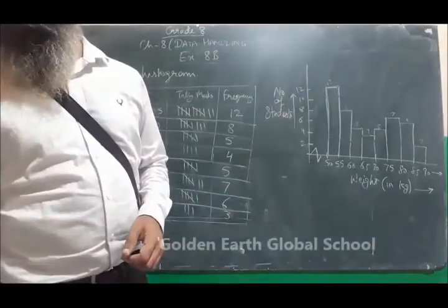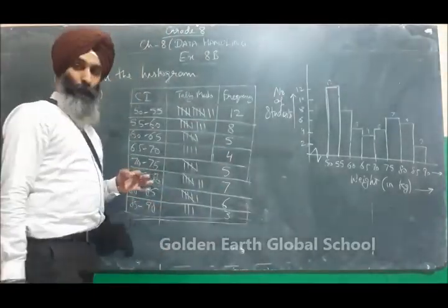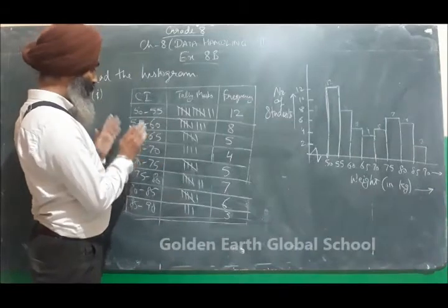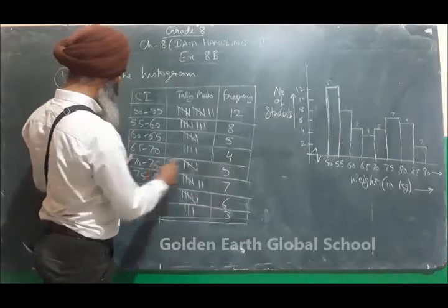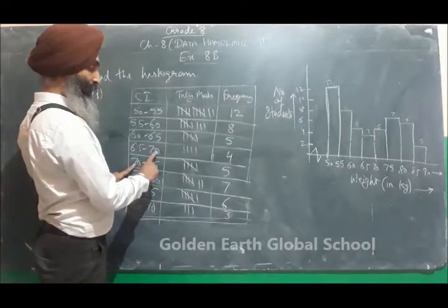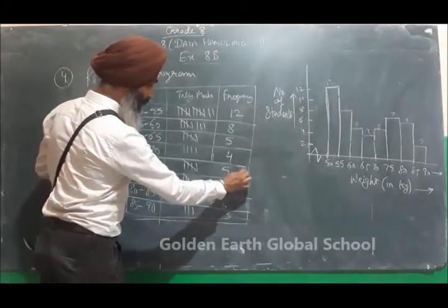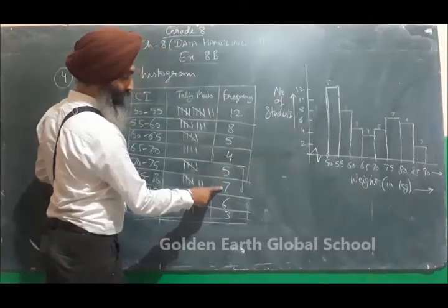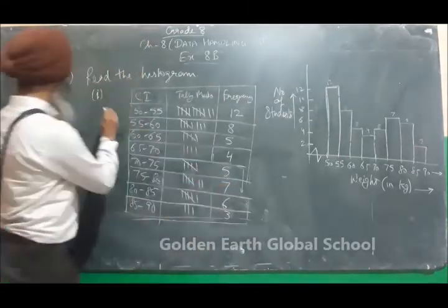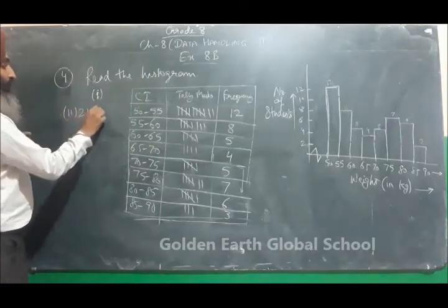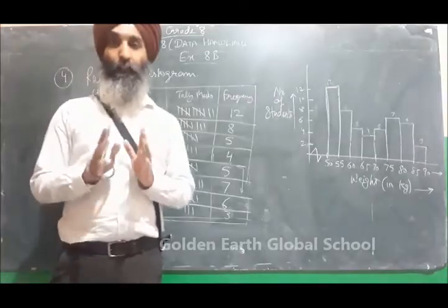Now the second part is how many students weigh 70 kg or more. So how many students have a weight of 70 kg and more? 70 kg means you will count this 70, not this 70, because the upper limit we will not count. So 70 and more: 5 plus 7 is 12, 12 plus 6 is 18, plus 3 is 21. So the answer to the second part is 21 students. Understood how to read the graph?